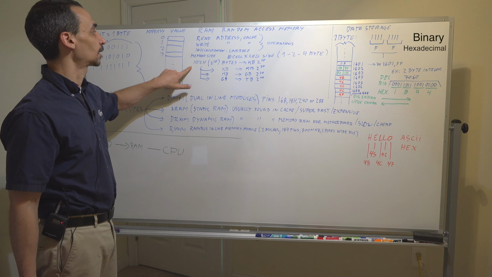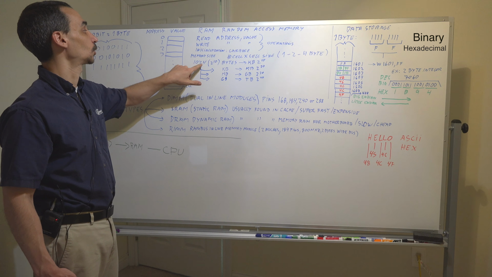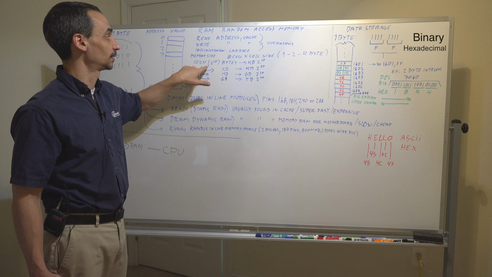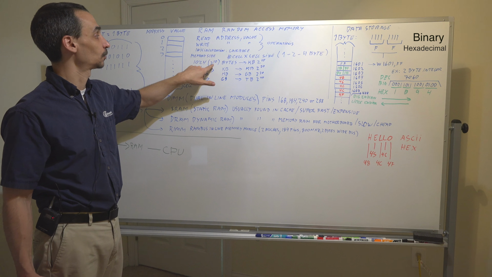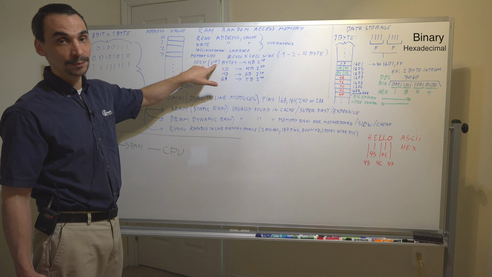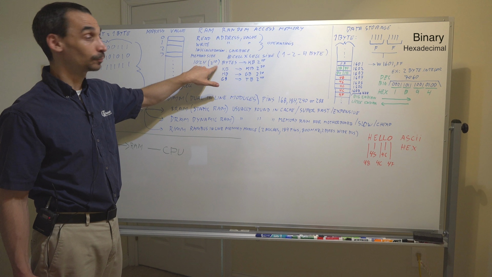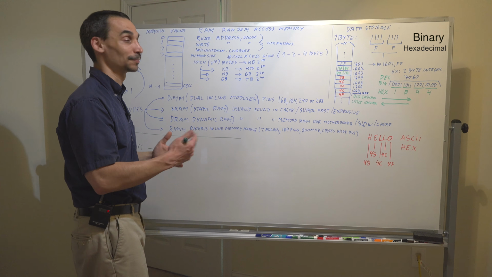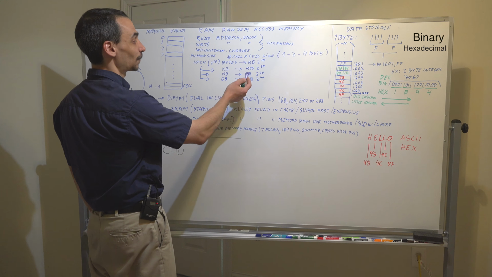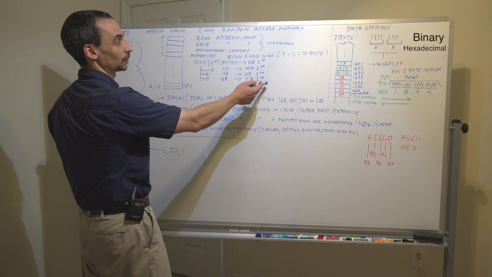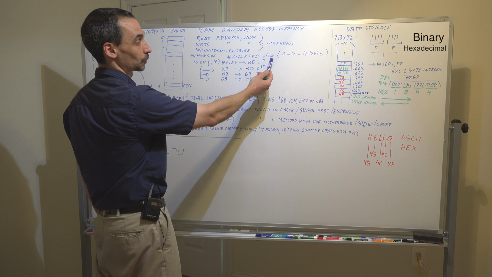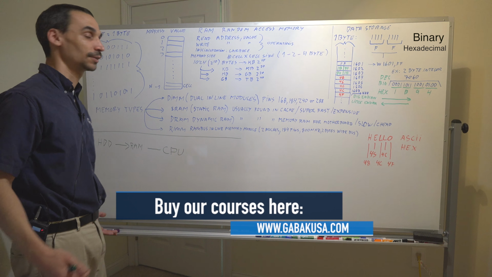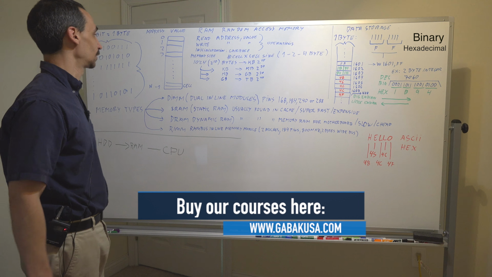So if we start with 1024 bytes, if you do the math, it will be 2 to the 10. And if you want to use other measurements, like kilobytes, megabytes, gigabytes, you have here 2 to the 10, 2 to the 20, 2 to the 30, 2 to the 40. So that is how you get all these numbers.